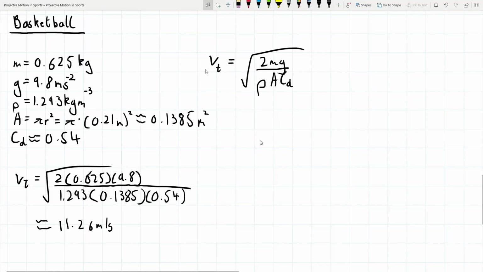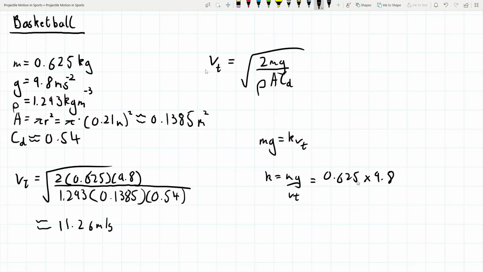So as I said earlier, this is going to occur when mg equals kvt, as we showed earlier, which means that k equals mg over vt, which is equal to the mass, 0.625, times g, 9.8, all over, we're going to do 11.26 for now. That's approximately equal to 0.54, which is very high compared to the last one. I'm not sure how accurate this is.